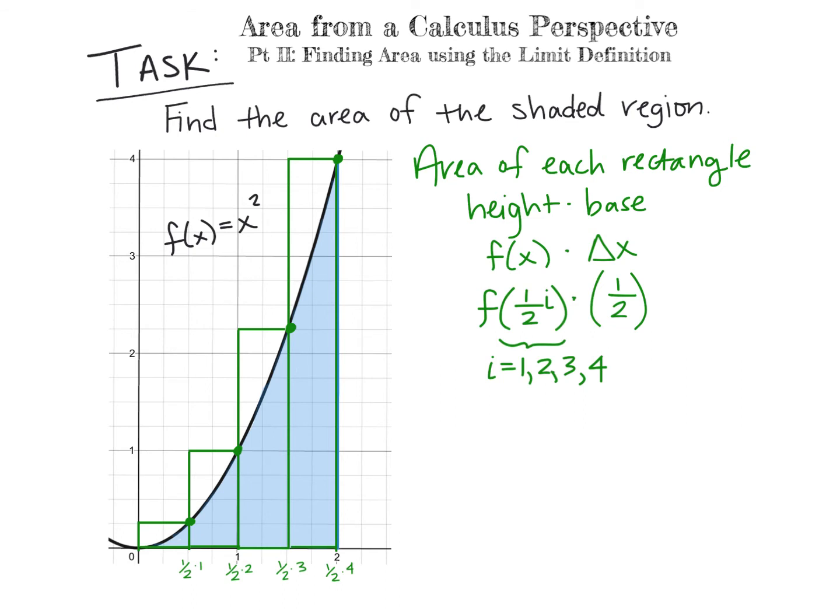That is where our sigma notation comes in. So we want to start when i is 1 all the way up to 4, because we're having 4 rectangles. This is the height of each rectangle, and this, the base length.